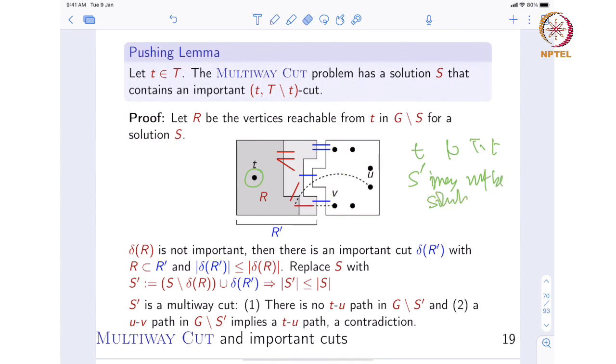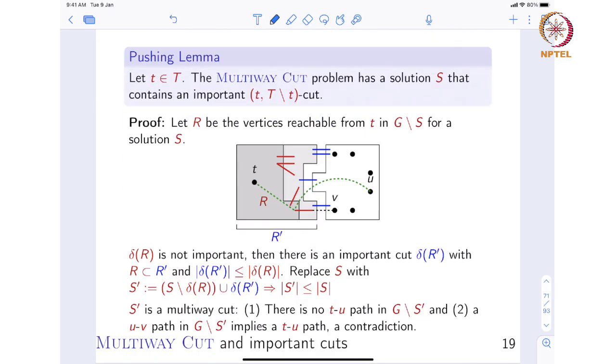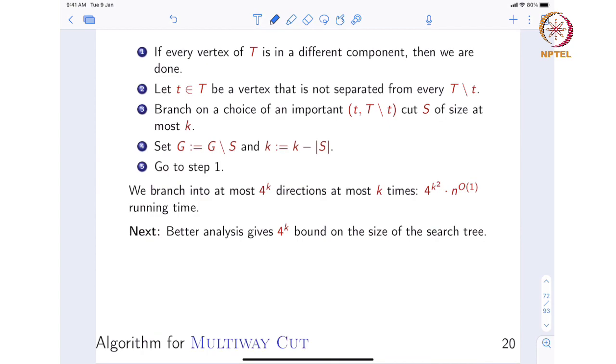because in G minus S prime, there is a path between U and V where U and V belong to T minus T, right? Okay. But I know that there was no path before. So how did I suddenly get a path between U and V? Well, the reason you can get a path between U and V is because this path must be containing one of the red edges.